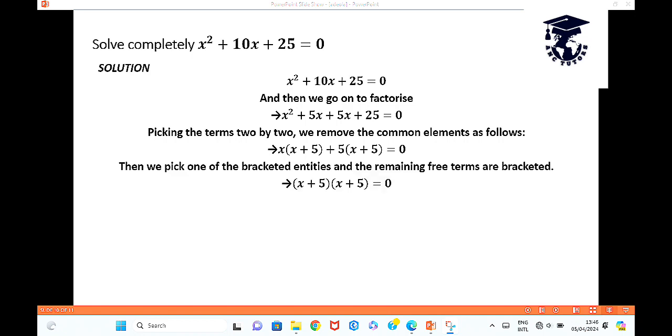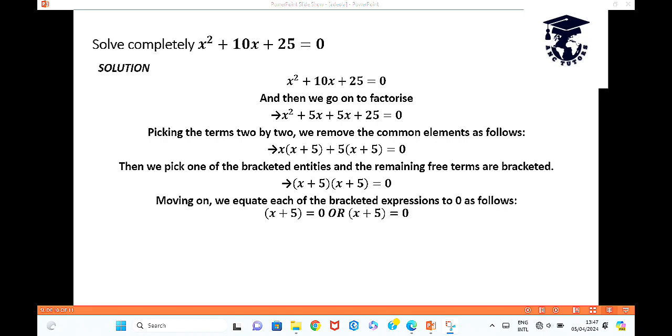Moving on, we pick one of the bracketed entities, one of the x plus 5, and write it down. Then the remaining terms outside the brackets, which are x plus 5, we bring together and equate to 0. So we have x plus 5 is equal to 0. Moving on, we equate each of the bracketed expressions to 0. What is in the first bracket? x plus 5. We equate that to 0. Or, what is in the second bracket? x plus 5. We equate that to 0.